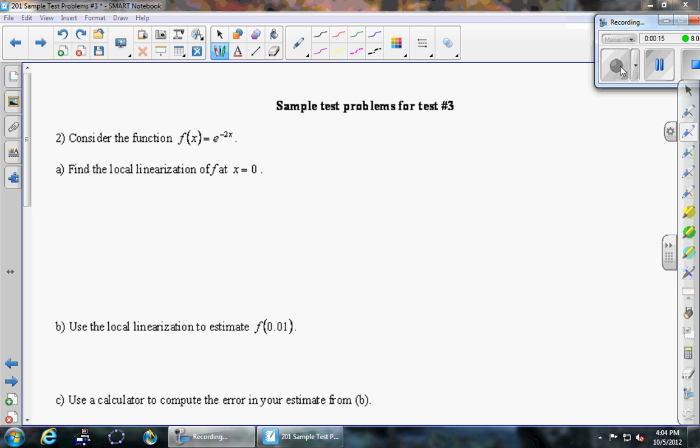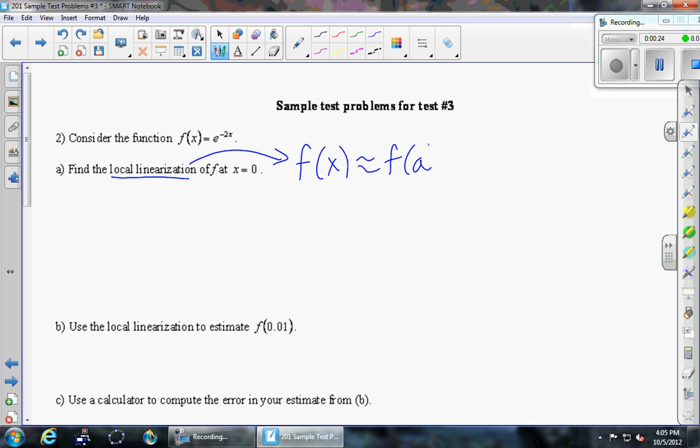Okay, so it turns out there is a fancy formula for the local linearization. I don't necessarily remember it, but maybe it's something like this, where a is the point that you're focusing on. In this case, it's x equals 0. But I'm not such a fan of fancy formulas, so let's just go back to first principles.